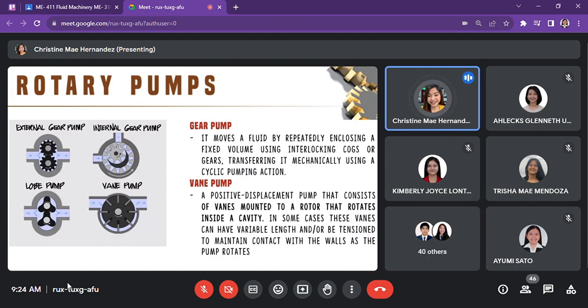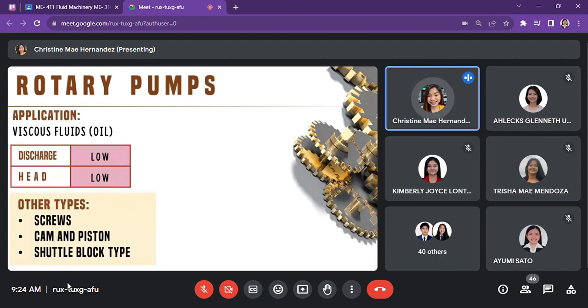So, vane pump, a positive displacement pump that consists of vanes mounted to a rotor that rotates inside a cavity. So, in some cases, these vanes can have variable length and tension to maintain contact with the walls as the pump rotates. So, pag sinabing rotary pumps, meron tayong low discharge and meron lang tayong low head. So, ang other types ng rotary pumps, depende nga dun sa nasa loob ng casing, screw, cam and piston, and shuttle block pipe.